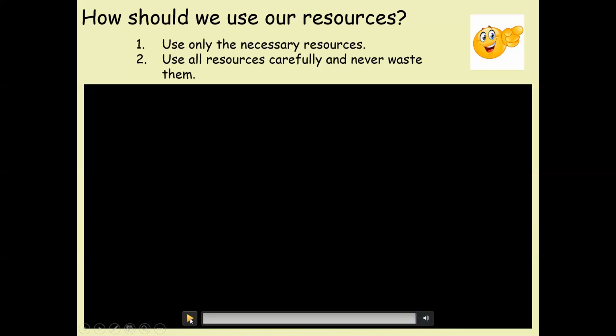So children, did you understand what natural environment is? Very good. That water, soil, trees, air around us, these are all natural environments and we must take care of it. We must not waste it. Good. How should we use our resources? Use only the necessary resources. We must not waste it. Use all resources carefully and never waste them.